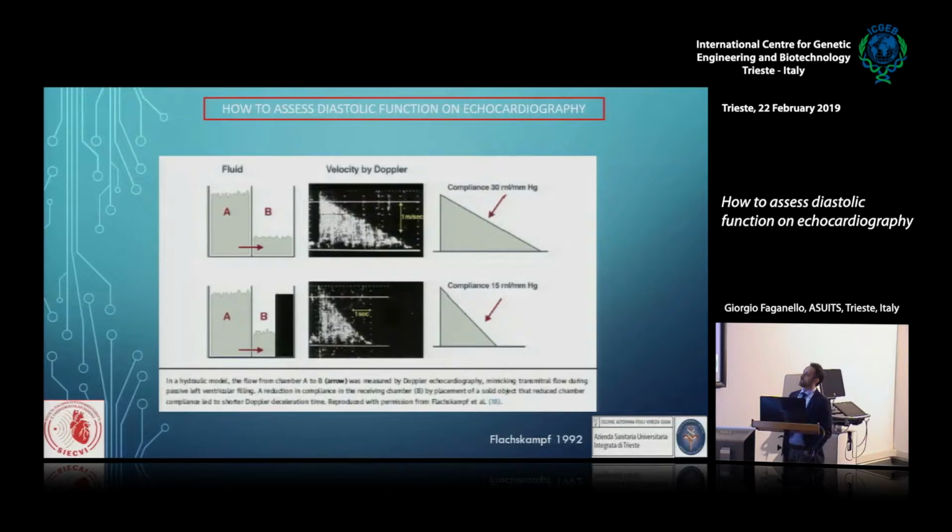But if you put a solid object inside the second box and then you open the connection between the two boxes, then the time in which there's the flow between box 1 and box 2 will be shorter. So your deceleration time will be much shorter compared to the previous one. This is because you have a reduced compliance of this second box. And this happens with diastolic dysfunction. Okay?